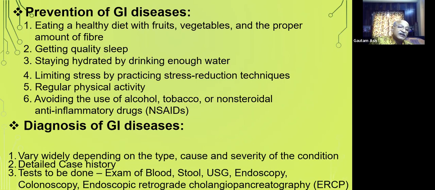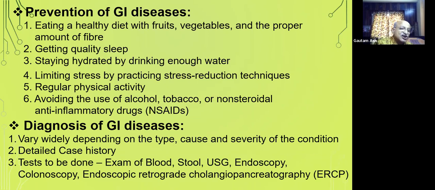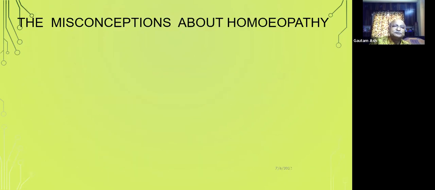Diagnosis of GI diseases, already discussed, but we are now giving it in a chart, varying widely depending on the type, cause, and severity of the condition. Detailed case history is one of the very important factors, which I have already discussed. Tests to be done: examination of blood, stool, USG, endoscopy, colonoscopy, and ERCP, endoscopic retrograde cholangiopancreatography. ERCP is one of the important tests to be done to find out. There are some other investigations also, like CAT scan or CT scan can be done.